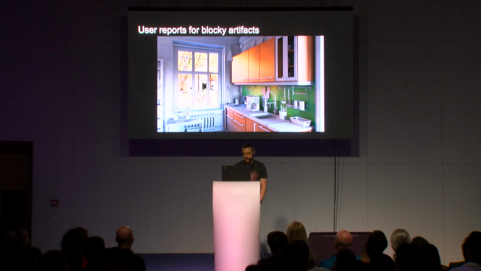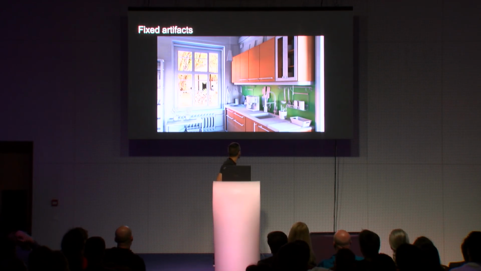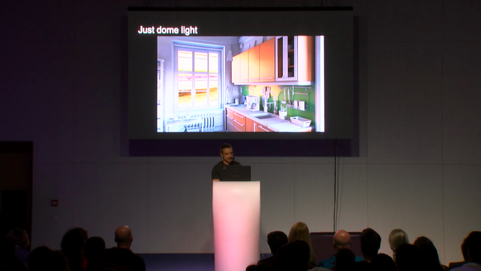So this is the original scene with the artifacts. It's not the actual user scene. That's something made by our 3D guys that I broke on purpose, but it was a similar situation. And then this is the fixed version. If you compare this fixed version to just lighting with a regular dome light, the lighting is exactly the same, and the reflections are correctly replaced, and we get no artifacts at all.